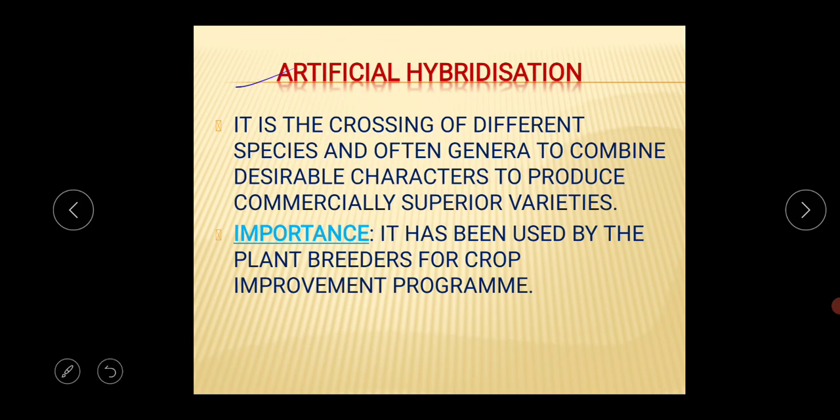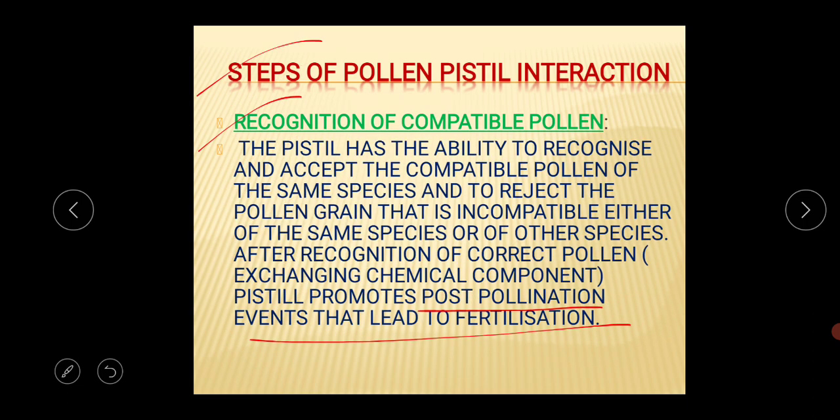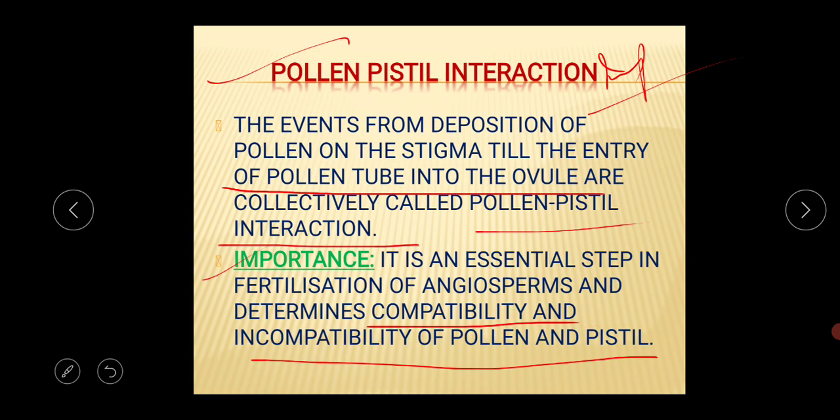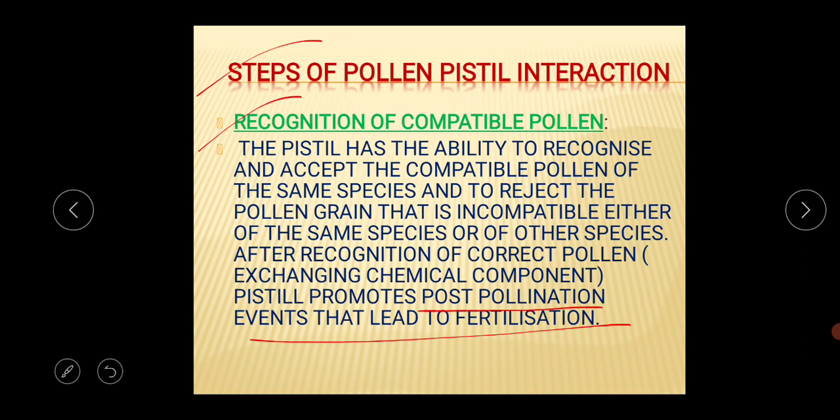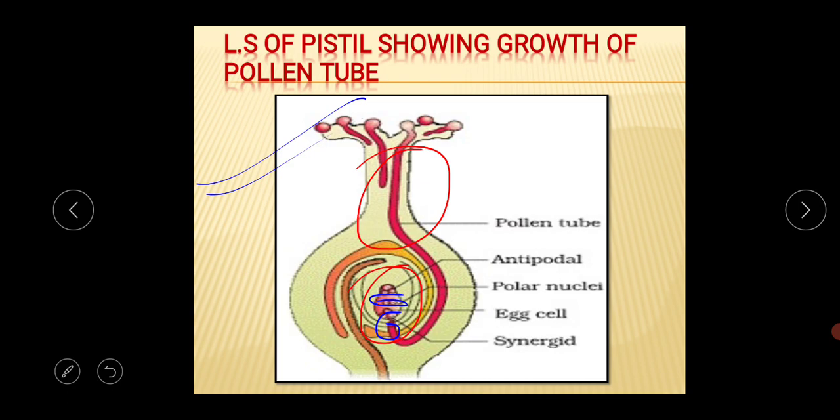Next thing is the artificial hybridization. This is a very important phenomenon in flowering plants. So what is the meaning of artificial hybridization? Before starting it, I hope all of you understood this pollen pistil interaction, and this pollen pistil interaction is very important for your 3 to 5 marks question. So go through this portion properly, and during your exam, you have to draw the picture properly.